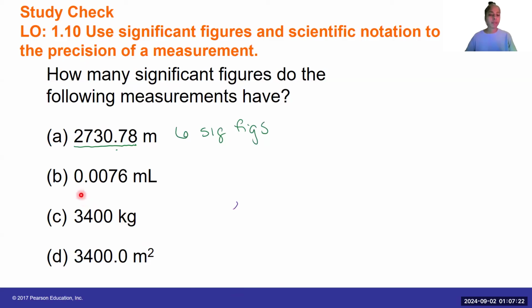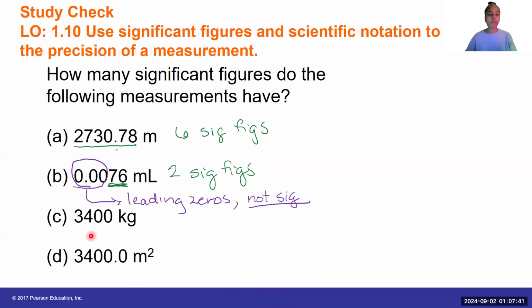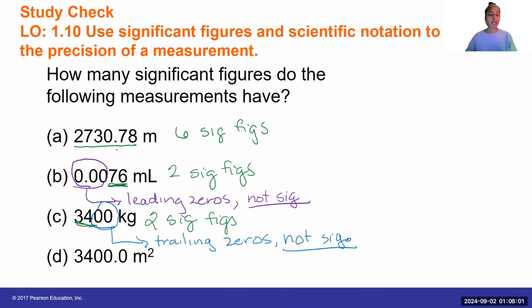How about in this next number? Remember, yes, there's a decimal place, but these zeros are at the beginning of the number. Do they count as sig figs or do they not? They don't. We only have 2 sig figs. Leading zeros are not significant. What about this value here? 3,400 kilograms. Do we have a decimal place in this value? No, we don't. So we only have those 2 non-zero digits, and those are our 2 significant figures. Our trailing zeros without a decimal place are not significant.